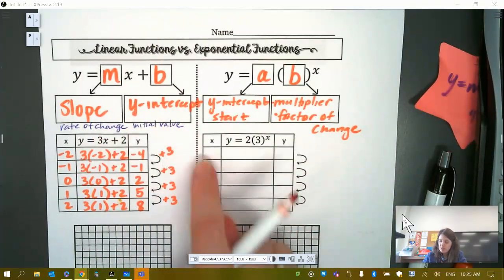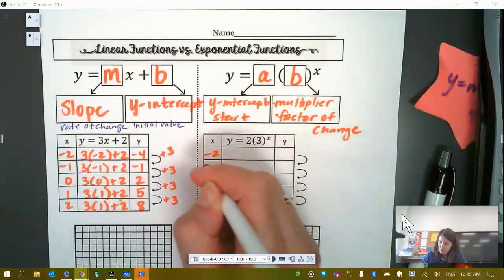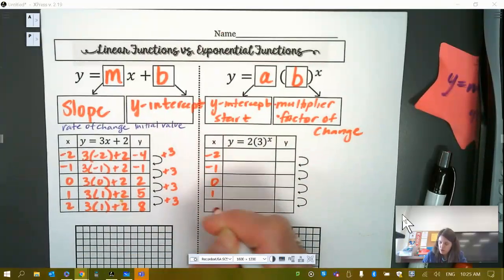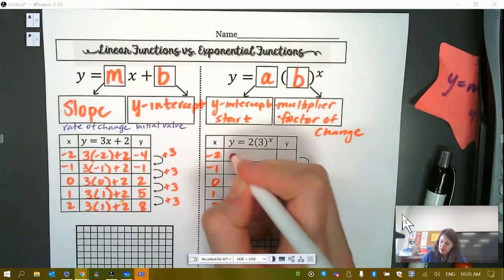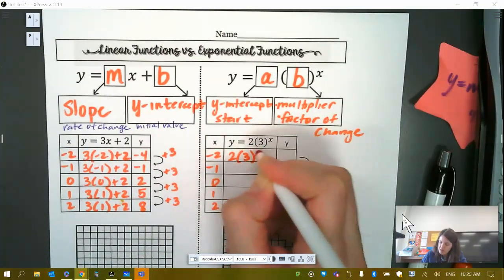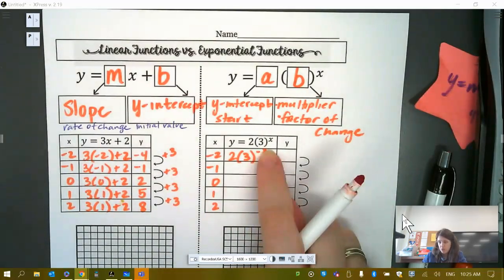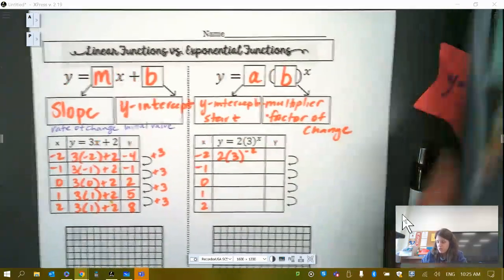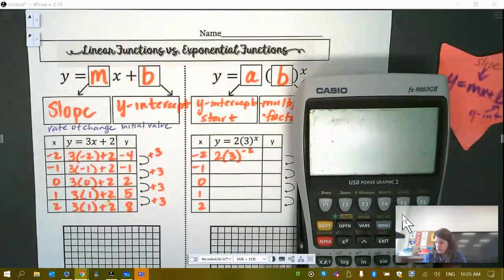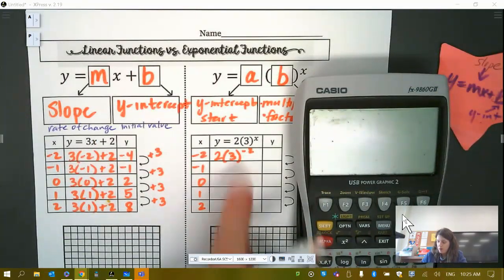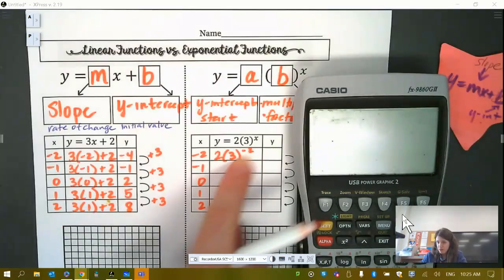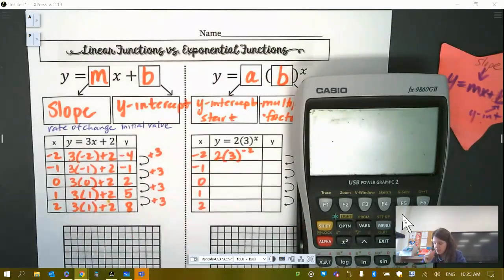So when we go through this, let's think about what's going to happen, right? -2, -1, 0, 1, 2. And we're going to have 2 times 3 to the -2nd power. And some of you might struggle a little bit with figuring out what 3 to the -2nd power is. And so I'm going to let you guys, if you want to, use your calculators to figure out these values, okay? A negative exponent is like we're dividing by that exponent.